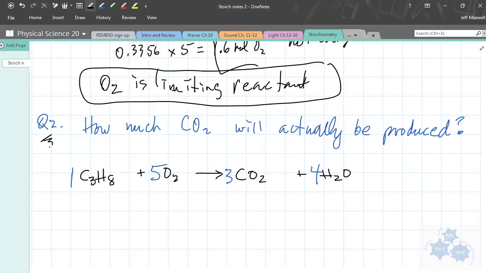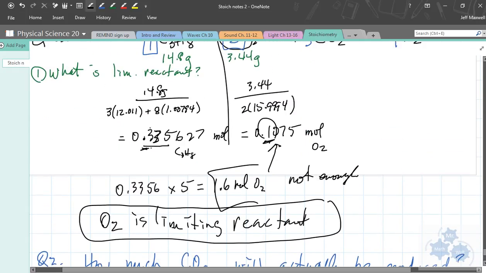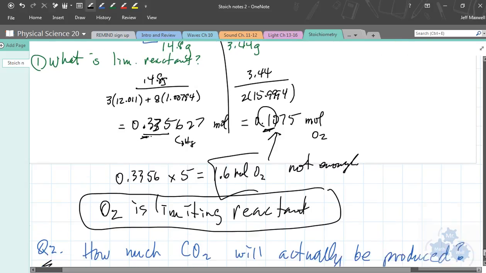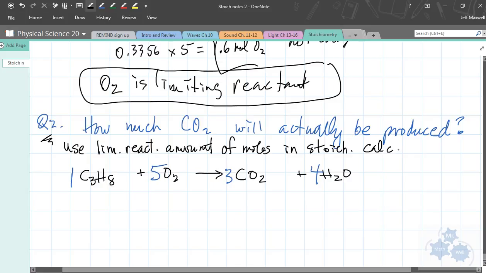What we know is that O2 is going to be the limiting reactant, so we can't use the number of moles of propane because we aren't going to be able to use that all, right? We're going to be able to use all of the O2 because that's the limiting reactant. It's going to get used up first. So when we're doing the stoichiometry now, you must use the limiting reactant amount of moles in your stoichiometry calculations now. That is super, super important. Okay?